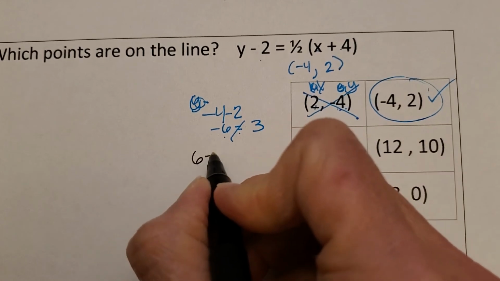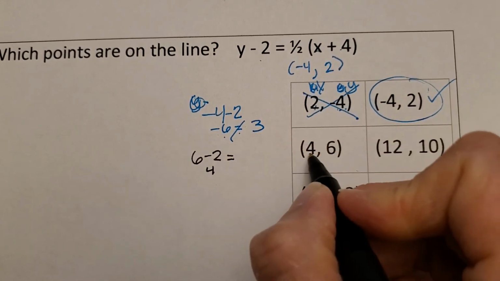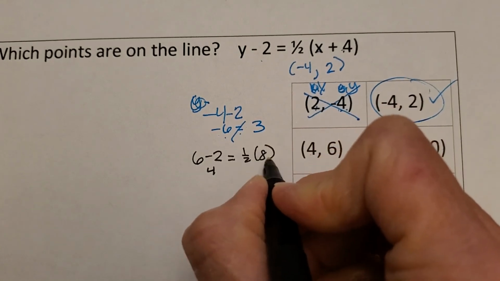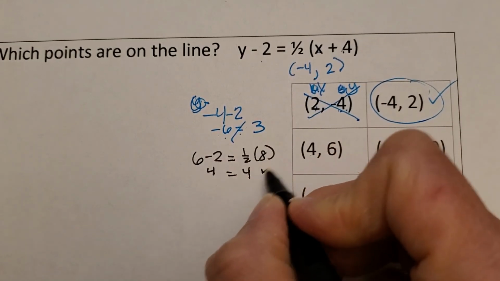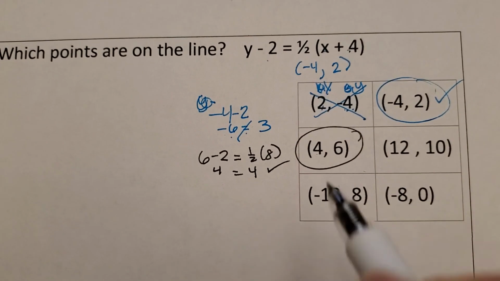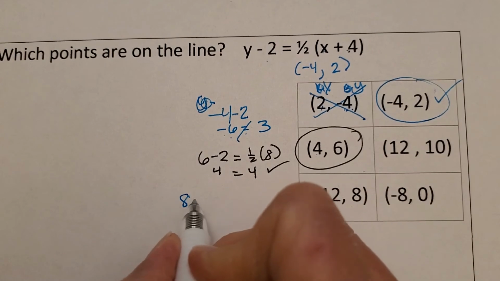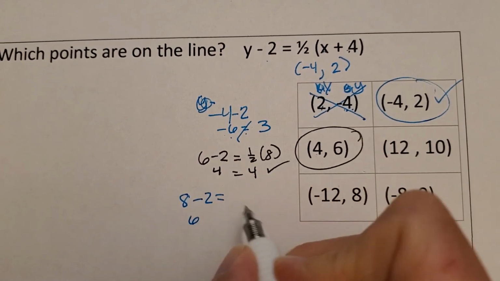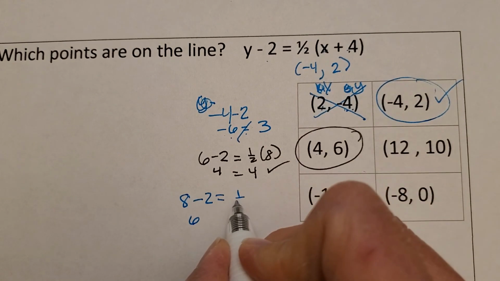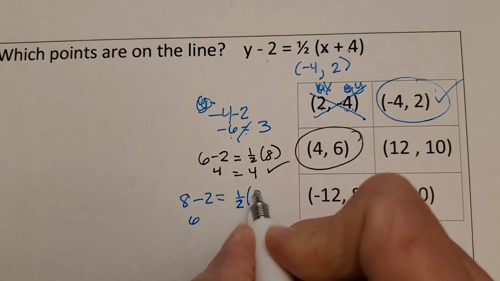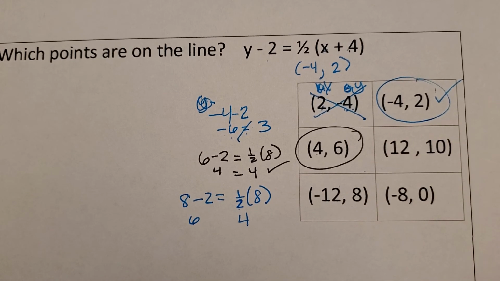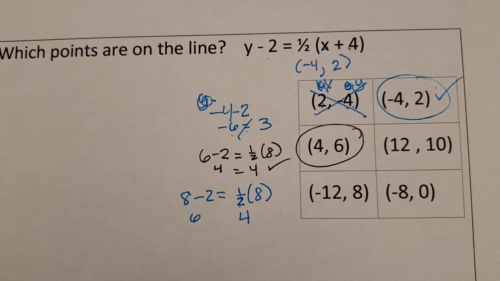I'm going to say 6 minus 2, which we know is 4. And I'm going to plug 4 in. 4 plus 4 is 8. So half of 8 is 4. Yes, that works. All right. We got another point. So we'll keep going. We'll try this one now. 8 minus 2, that's going to be 6. Now I'm going to put my negative 12 in. Negative 12 plus 4 is 8. And half of 8 is 4. That doesn't work. So that one's out.